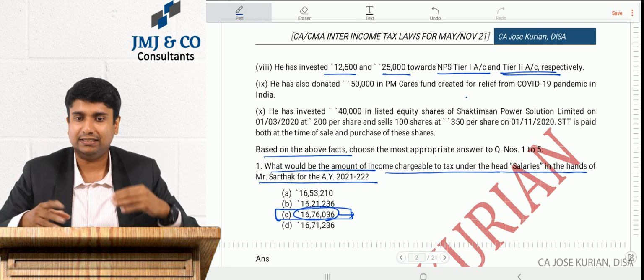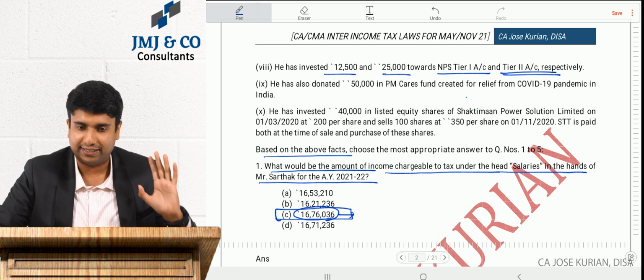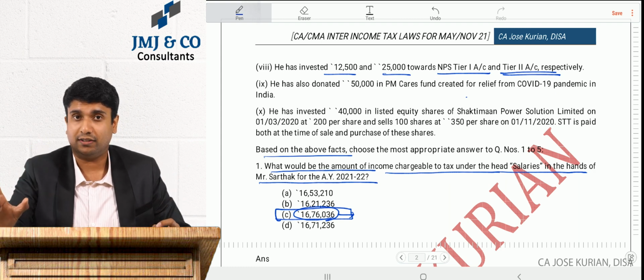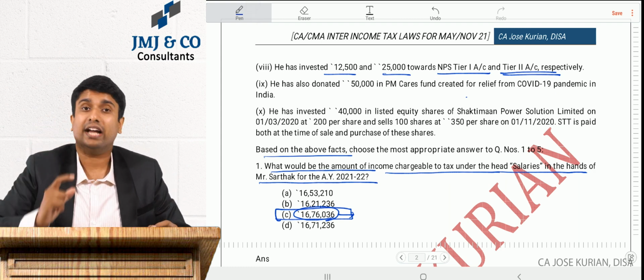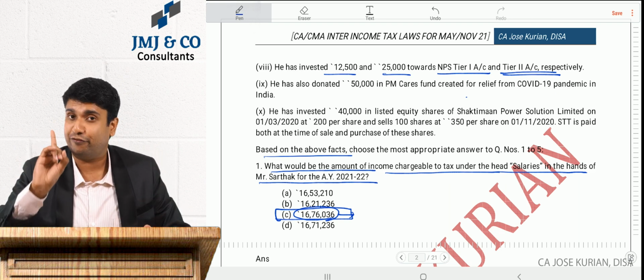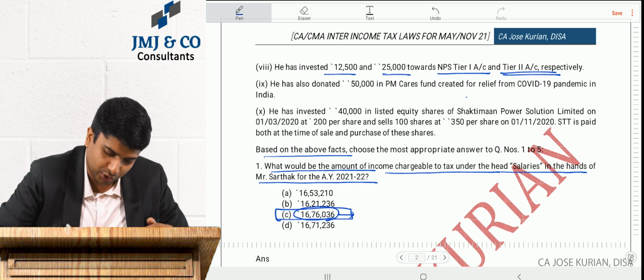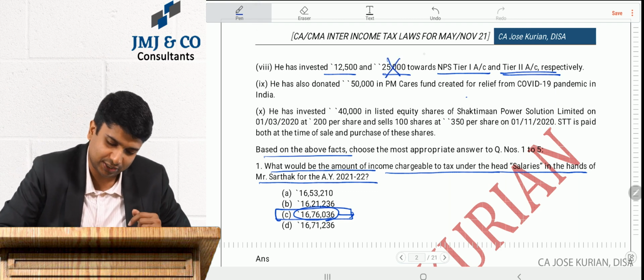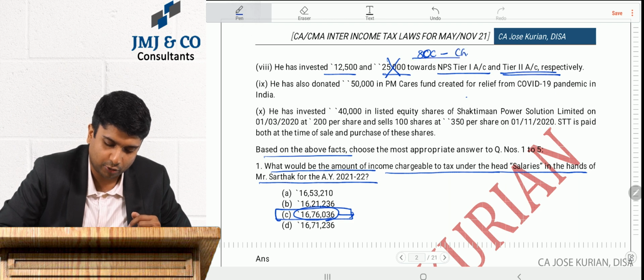But in this question, Mr. S or R, whoever it is, is a private company employee. So investment to Tier 2 account is not an eligible deduction under 80C. That is the first thing that you should know. So Tier 2, 25,000, you cannot claim it as a deduction under 80C. It is gone because it is only applicable for central government employees.